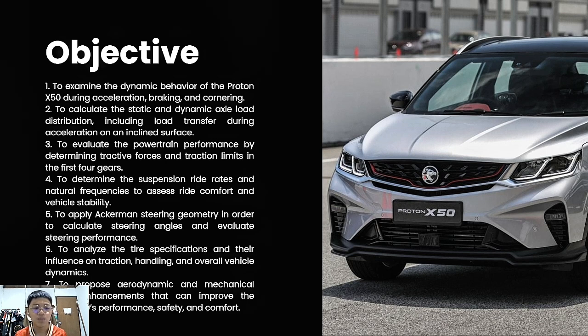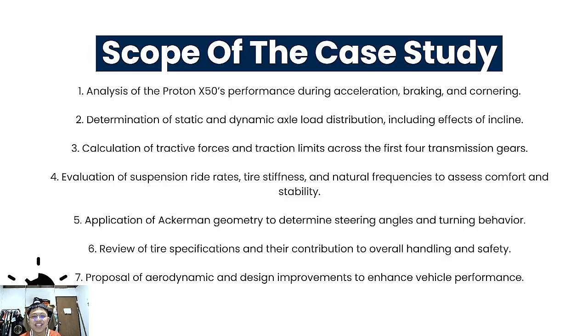Then number 5 is to apply Ackermann steering geometry in order to calculate steering angles and evaluate steering performance. Number 6 is to analyze the tire specification and its influence on traction, handling, and overall vehicle dynamics. For the last one, it is to propose aerodynamic and mechanical design enhancements that can improve the Proton X50's performance, safety, and comfort. This is the scope of the case study.